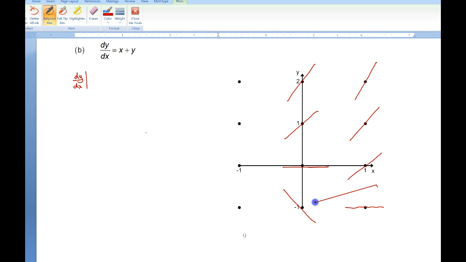-2. And then this will be a slope of -1. And this one, what happens here at -1, 1? This would be horizontal because it's 0. And then at -1, 2, the bottom left one, has a slope of -2.